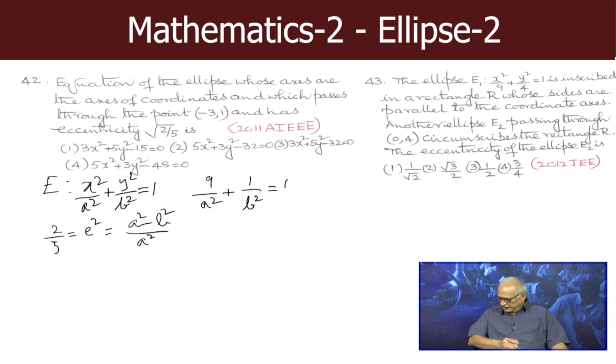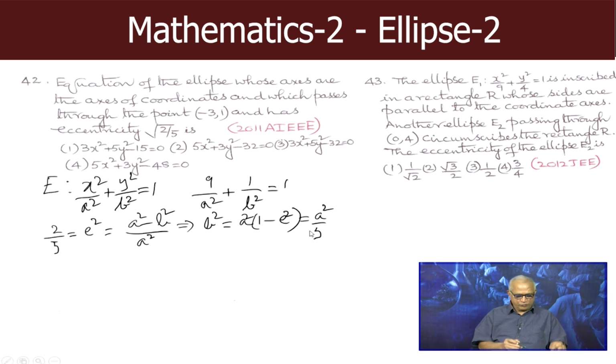That is equal to 2 by 5. Or you can also say b square equal to a square into (1 minus e square). Since e square is 2 by 5, therefore 1 minus 2 by 5 is 3 by 5. So, therefore, b square equal to 3a square by 5.